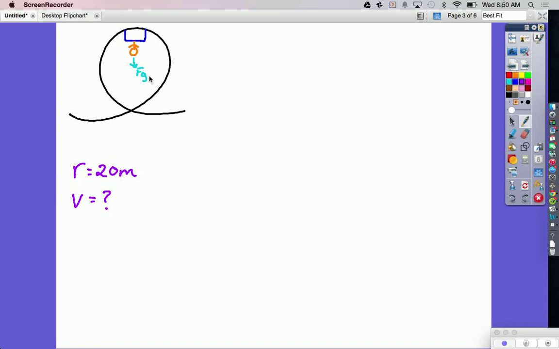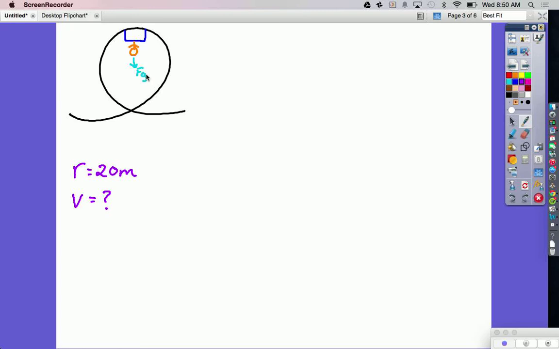A very common issue in some of these vertical loop problems or vertical circle problems is occasionally you'll see the term weightless. That means for just an instant, you in your seat, you've lost contact with your seat. It's like you're flying in midair, which means there is no normal force. So the only force acting on you, the person, is the force of gravity.